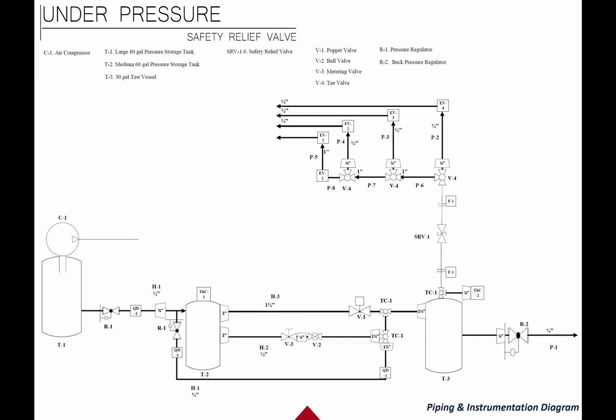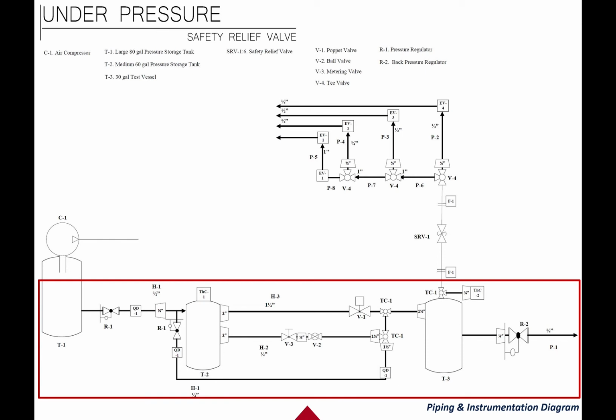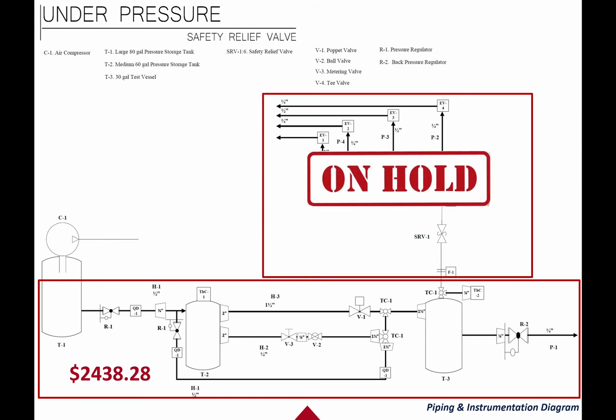Moving on to our P&ID, the bottom section was all finalized and the fittings were ready to order. The price for the bottom section was calculated to be $2,438.28. The prices for the top section of the design are on hold to conduct further research on the size of safety relief valves to match our specifications with the calculations conducted previously.